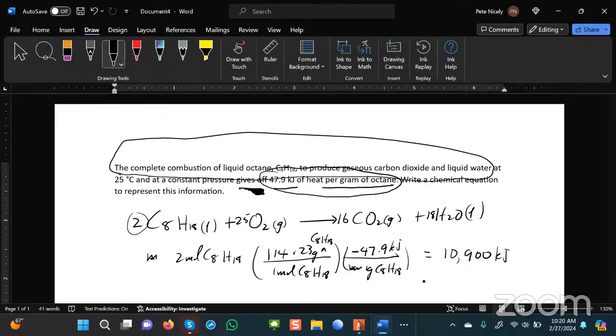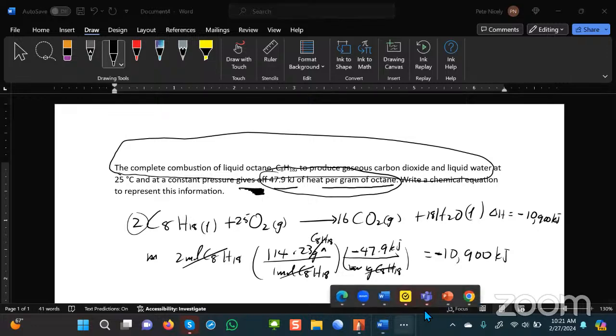Okay. And that's because this cancels with that, cancels with that, so you're left with kilojoules. So therefore, delta H here, and don't forget the negative sign, would be equal to minus 10,900 kilojoules. And that's how you do that. All right, any questions about this particular example? Any questions? All righty, now I'm going back to the PowerPoint.